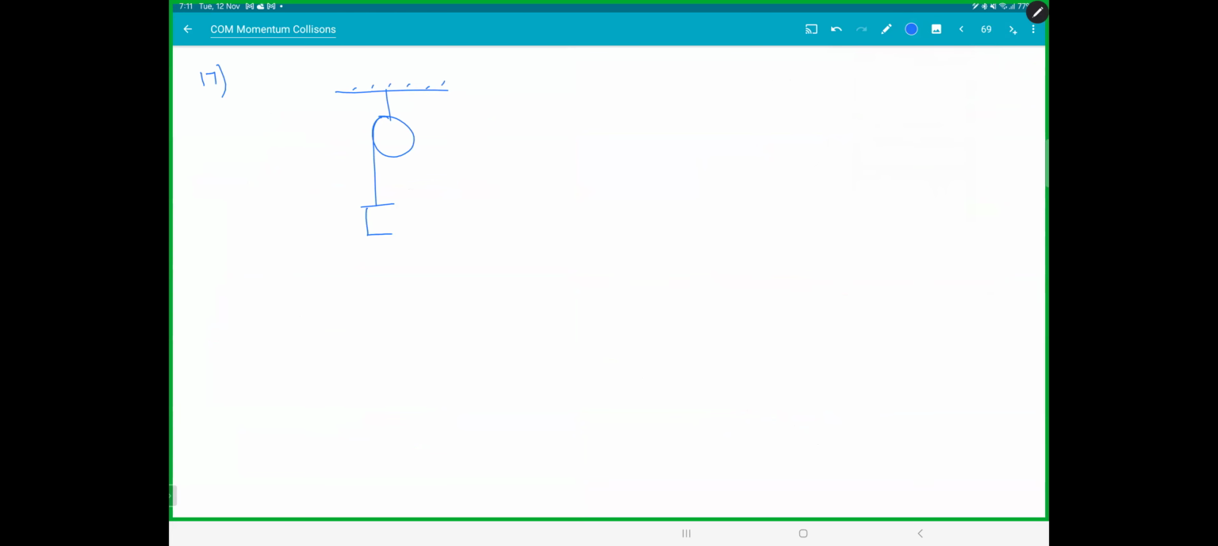We have an Atwood machine here. Let's say this is 2m. This is m. Released from rest. Find the acceleration of the center of mass.